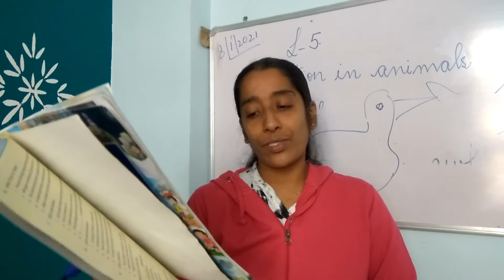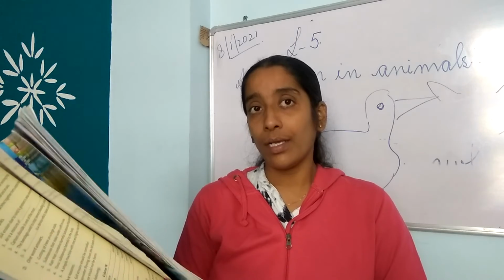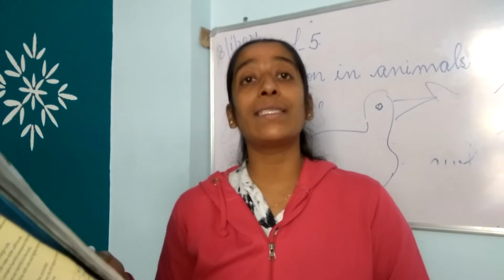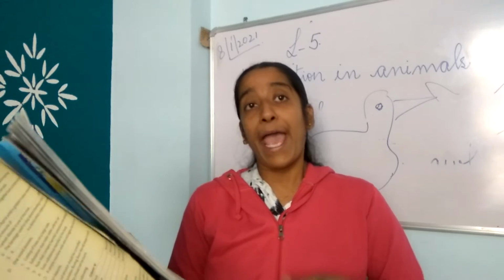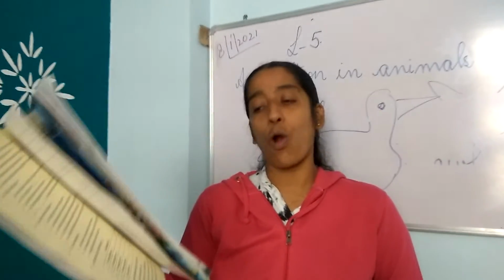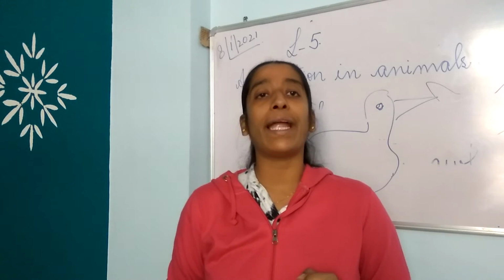Next, ostrich, cassowary, emu and penguin. These are all flightless birds. Why can they not fly? Because they have a heavy, large body, and their wings are not well developed. Okay, so these are the flightless birds.